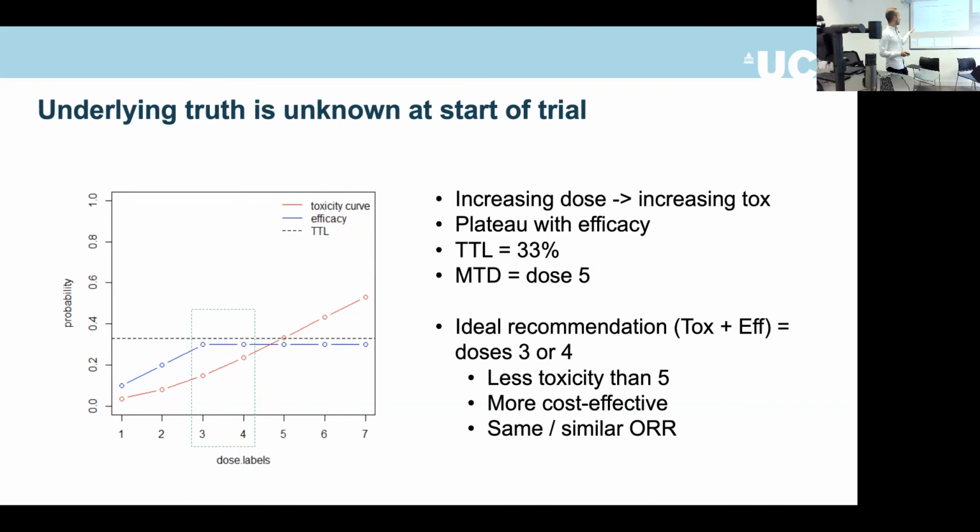Let's imagine the target toxicity level is at 33%. In this case, the MTD, the dose that would be recommended if we were only considering toxicity, would be dose level 5. However, the ideal recommendation, if we take into account both dimensions, toxicity and efficacy, would be dose level 3 or dose level 4. Why? Because the toxicity rate would be lower for similar efficacy. That would be more cost-effective, obviously.